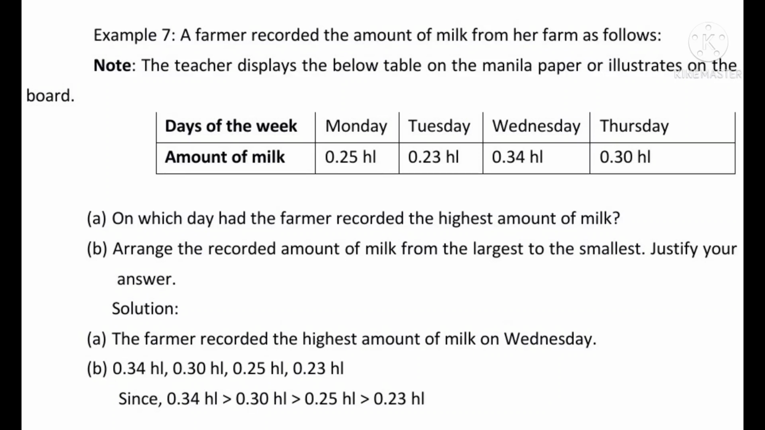So answer number A will be: the farmer recorded the highest amount of milk on Wednesday, and if I arrange the amount of milk from the largest to the smallest, it would be 0.34 hL, as you can see, is greater than 0.30 hL, which is greater than 0.25, which is greater than 0.23 hL. Okay. Now after this, the teacher continues with the group activity.